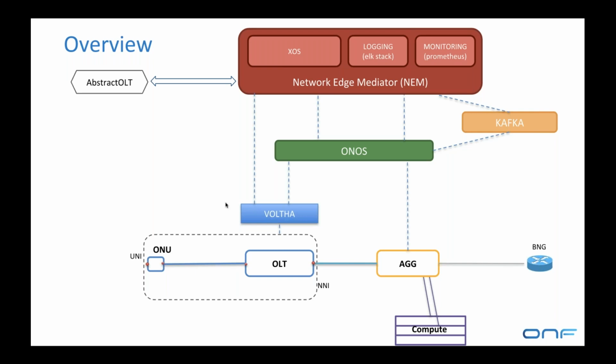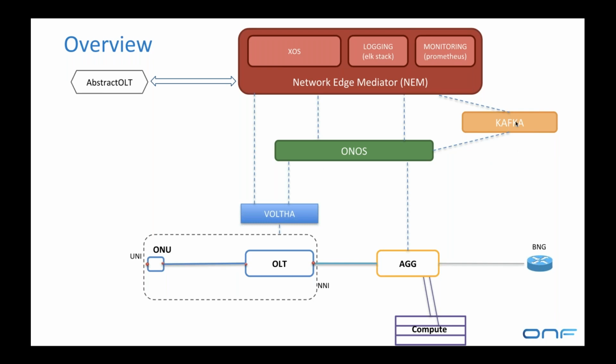How do all these things work together? We have seen that we have northbound interaction with abstract OLT, and we have southbound interaction that works in both directions between NEM and what NEM calls the backend, that are, for example, Volta and ONOS and other pieces in the system.